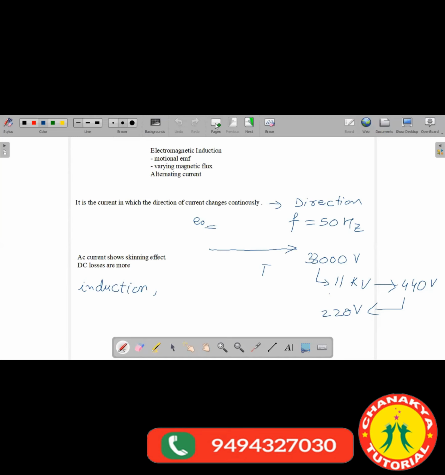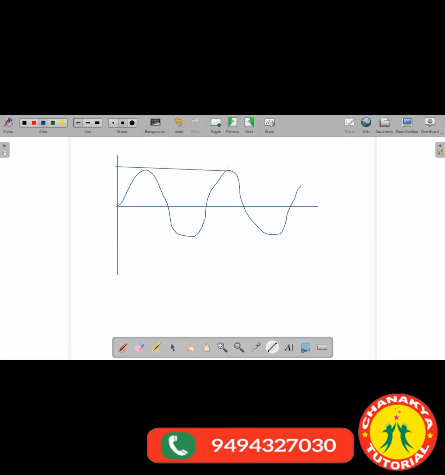Now in the representation of the AC current, as we observed here, the AC current changes as a function of time in the form of a sine wave. We can represent the AC current as a sine wave like this. And this maximum value of the EMF, this maximum value of the current that is available, is called the peak value of current.